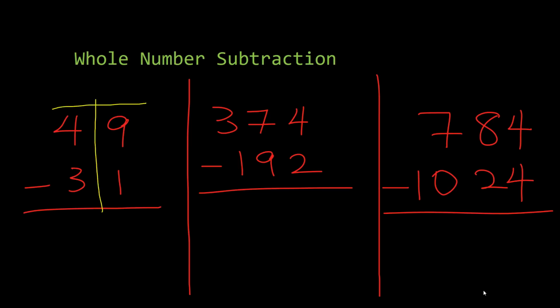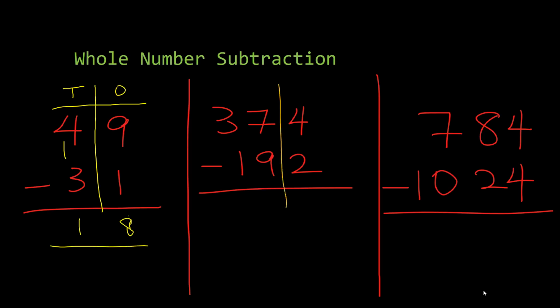I have 9 ones, 4 tens. So now what I'm going to do is I'm going to say 9 ones, remove 1 one, and that will leave me with 8. Then I have 4 tens, and from that 4 tens I am taking away 3 tens, which turns out to be 1, and I get my answer 18.